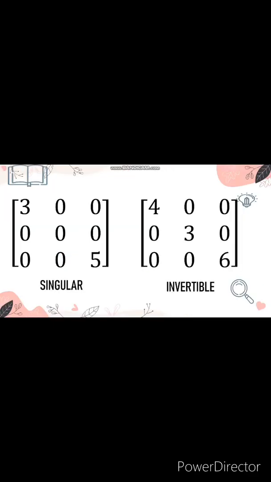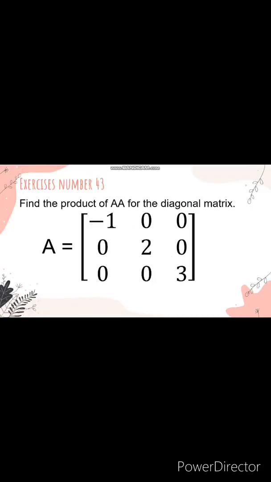A diagonal matrix is a matrix in which the entries outside the main diagonal are all zero. If any of the diagonal entries are zero, the matrix is said to be singular, meaning it is not invertible or does not have an inverse matrix. An invertible matrix does not have a zero element in the diagonal.